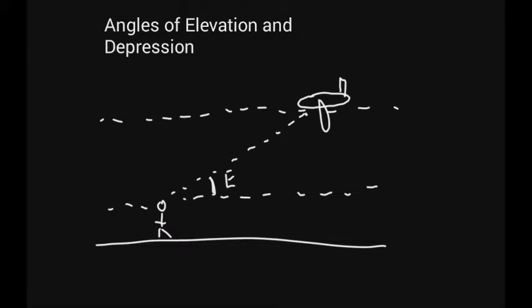Well, if the plane was looking down at you, because it's down, this angle right here would be the angle of depression. And because those are parallel lines cut by a transversal, those two angles would be congruent.